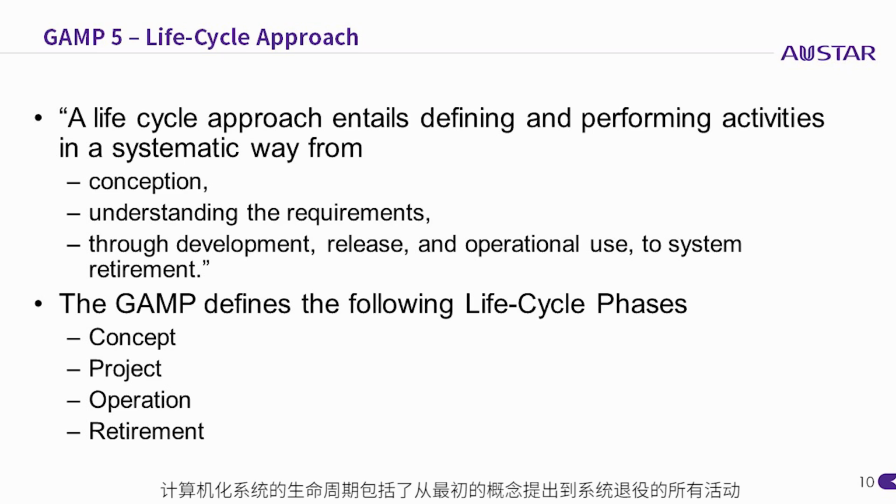The computerized system lifecycle encompasses all activities from the initial concept to retirement. The lifecycle for any system consists of 4 major phases: concept, project, operation, and retirement. The computerized system lifecycle described on this slide should not be confused with the need for a defined approach or method for software development by the supplier.